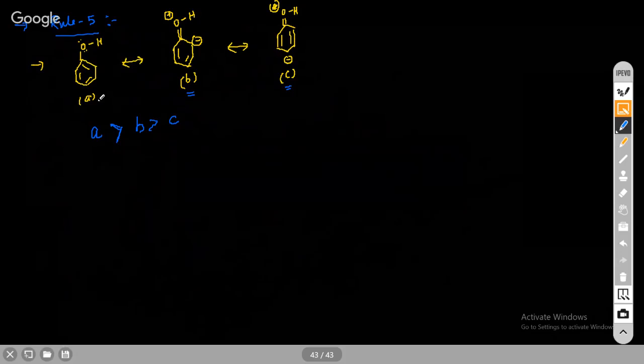So the conclusion that A has maximum stability is from rule 2, charge separation. B and C we are concluding from rule 5. Yes?